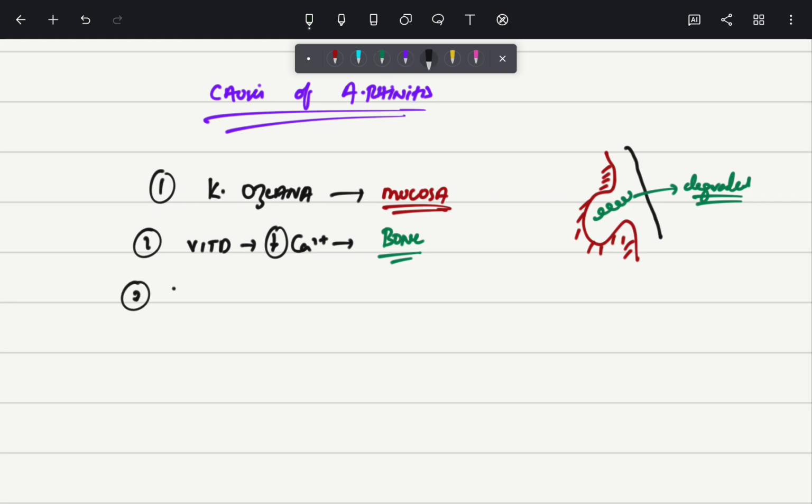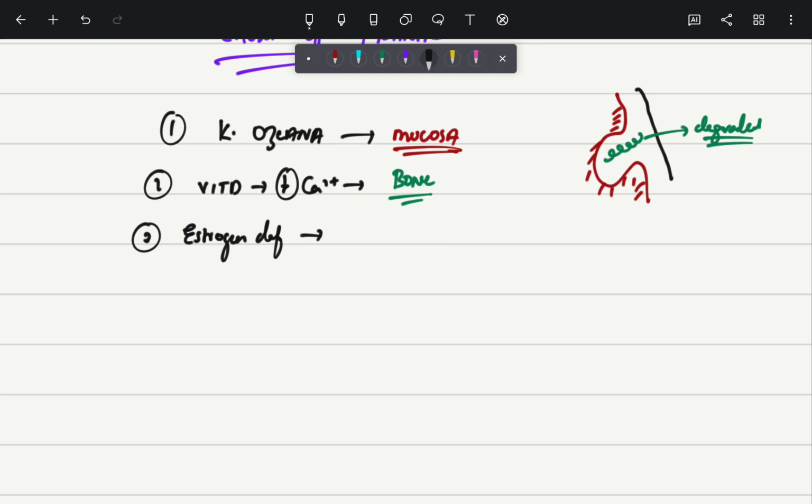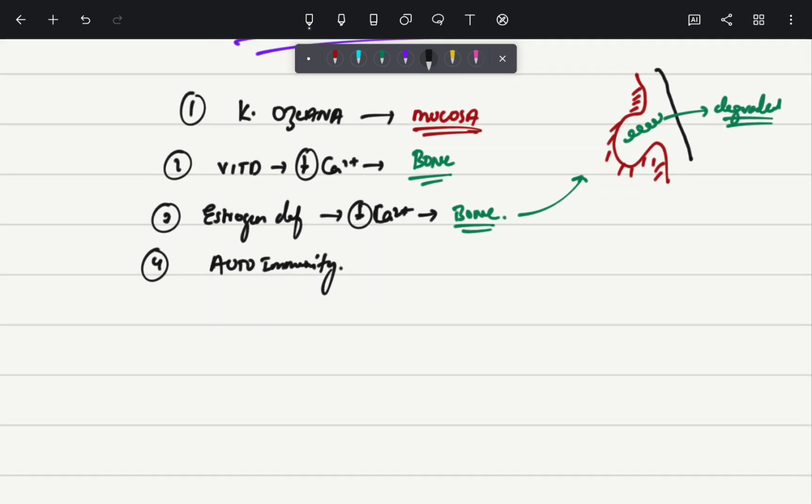Finally, the third one is estrogen deficiency, which is commonly seen in elderly females. Estrogen deficiency can cause hypocalcemia, and this will lead to bone degradation in the turbinate. This can also lead to atrophic rhinitis. And the final one is autoimmunity. The exact pathogenesis is not known here, so the fourth cause is just autoimmunity.